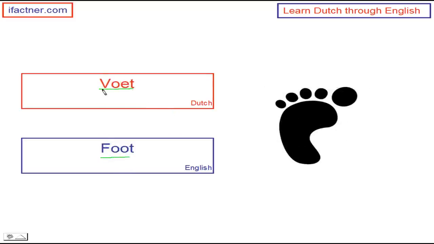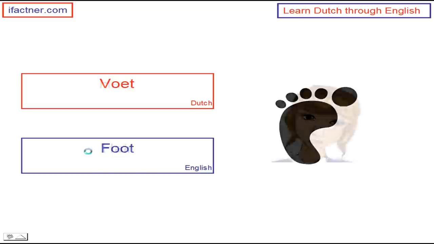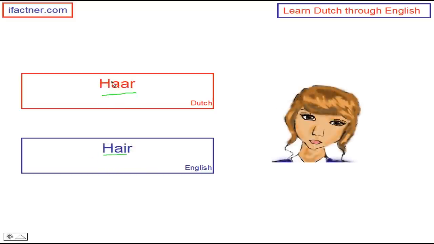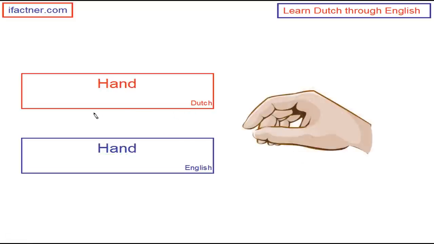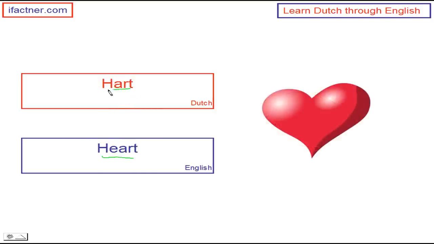Foot, voet. V, O, E, T, voet. Hair, haar. H, A, A, R, haar. Hand, hand. H, A, N, D, hand. Heart, hart. H, A, R, T, hart.